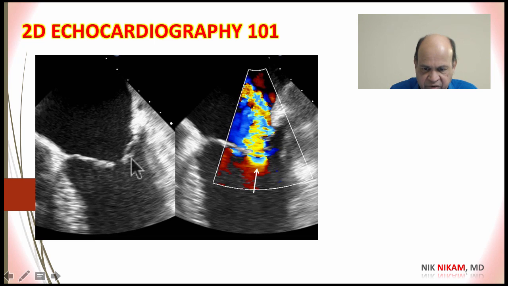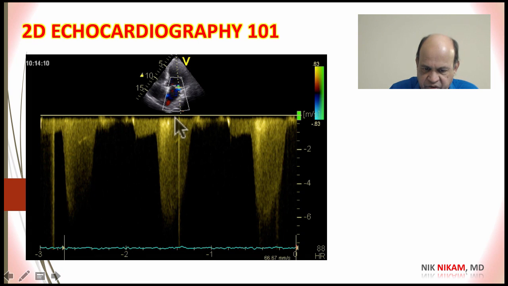Here's the mitral valve. This is probably from a transesophageal echocardiogram, and you can see there is significant mitral regurgitation across the mitral valve. And this is the continuous wave Doppler, which is placed across the mitral valve, measuring almost 6 meters per second, which is suggestive of severe mitral regurgitation.